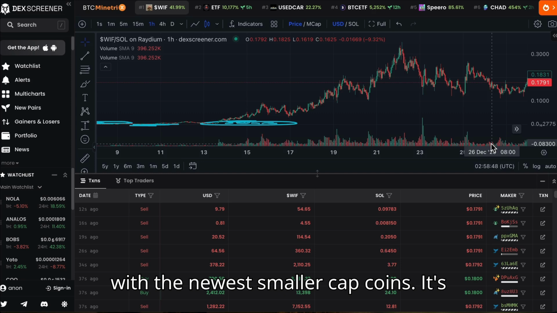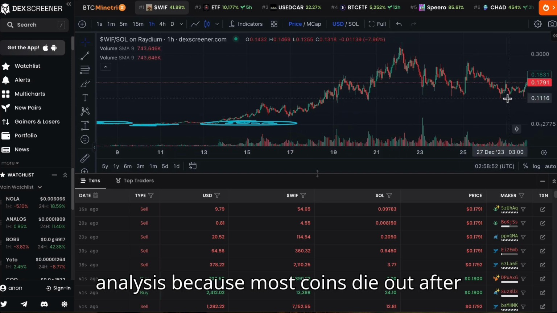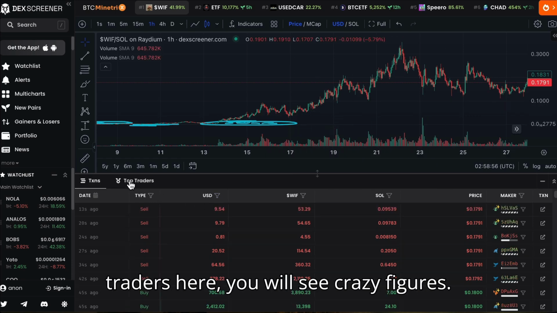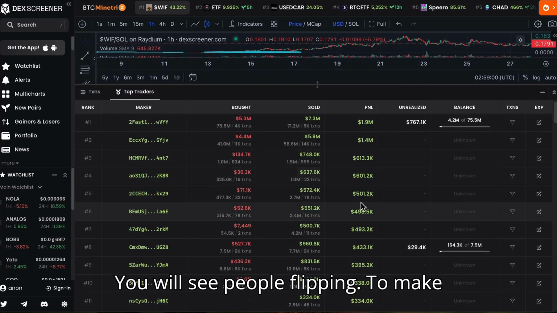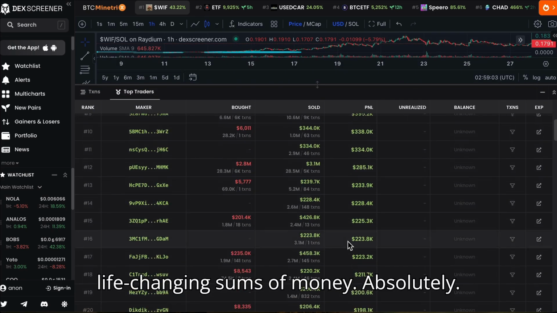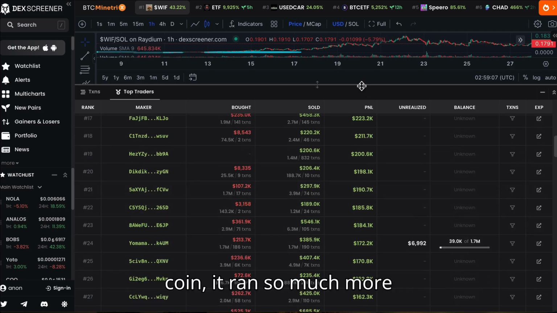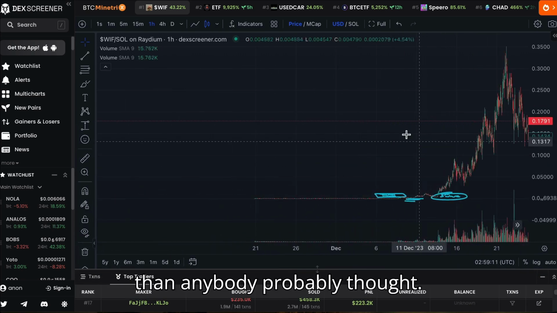With the newer, smaller cap coins, it's harder for me to show you some of this analysis because most coins die out after a day or two. That's why it's harder for me to show. But if you look at the top traders here, you will see crazy figures. You will see people flipping to make life-changing sums of money. Absolutely. But that's only because this particular coin ran so much more than anybody probably thought.